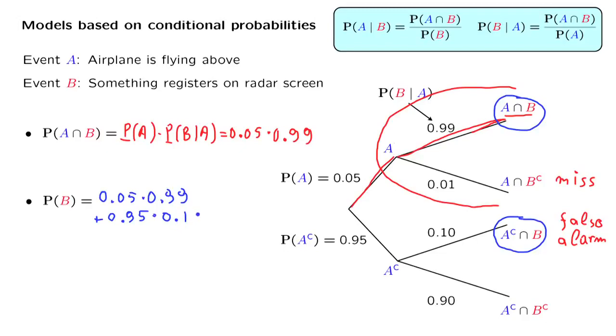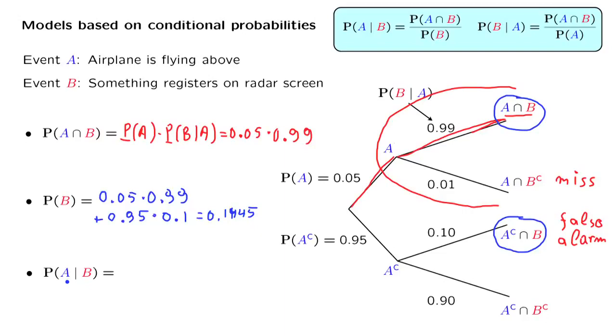If we add those two numbers together, the answer turns out to be 0.1445. Finally, a last question, which is perhaps the most interesting one. Suppose that the radar registered something. What is the probability that there is an airplane out there?